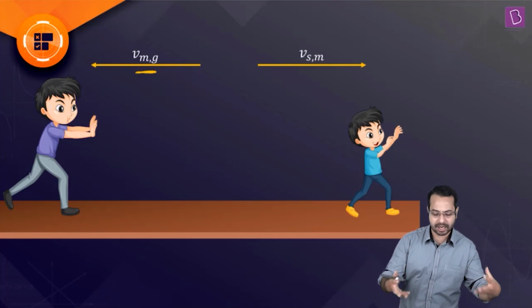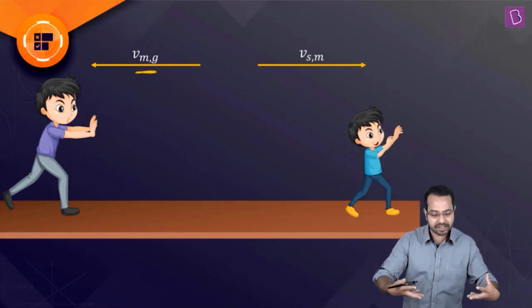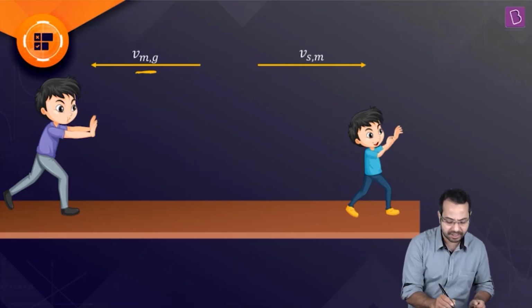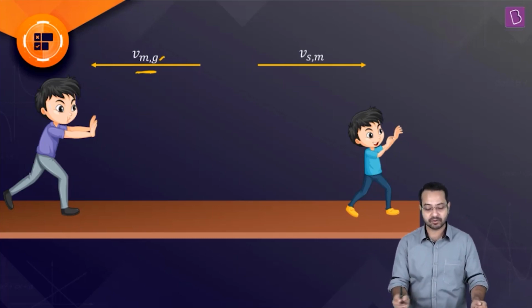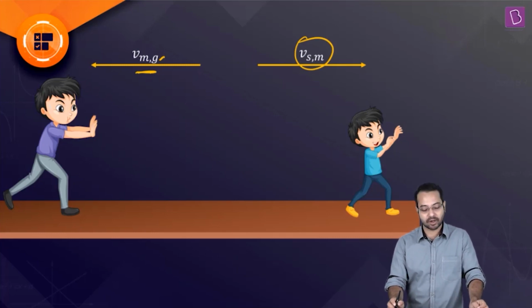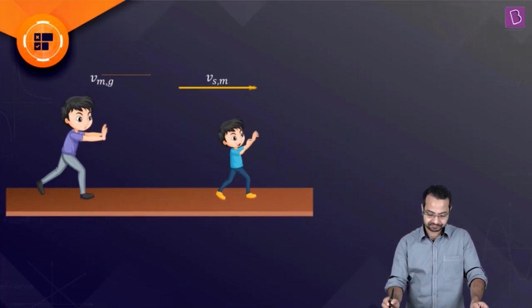So for clarity, I'm denoting surface by ground, and that's why I've written it as g. So this is the velocity of man with respect to ground, and this is the velocity of son with respect to man. All right, that's what we need to find out.